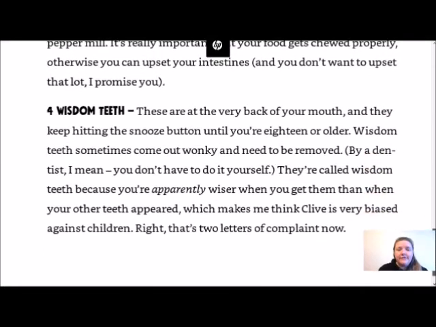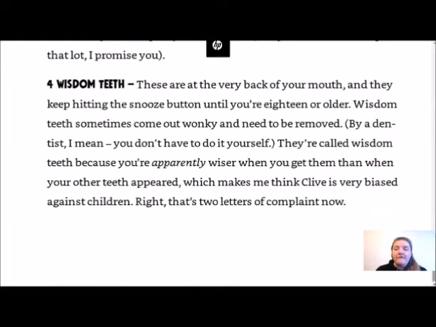4 wisdom teeth. These are at the very back of your mouth, and they keep hitting the snooze button until you're 18 or older. Wisdom teeth sometimes come out wonky and need to be removed. By a dentist, I mean. You don't have to do it yourself.